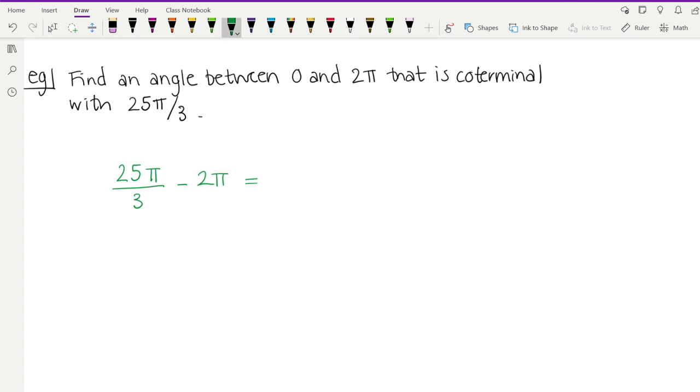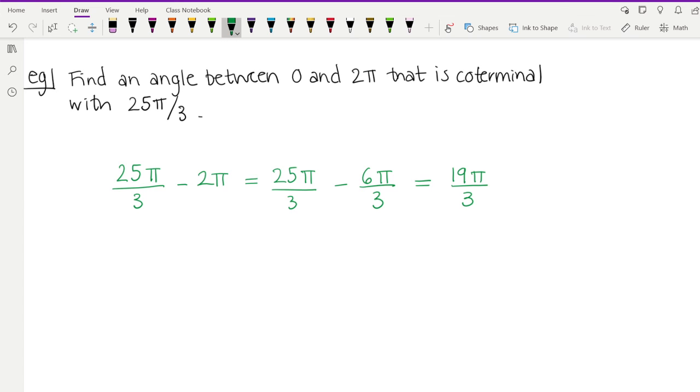Okay, so if we subtract out 2 pi once, that's 25 pi over 3 minus, make a common denominator, that would be 6 pi over 3, right? And so we're left with 19 pi over 3. So 19 pi over 3 is coterminal with 25 pi over 3. However, 19 pi over 3 is not between 0 and 2 pi.